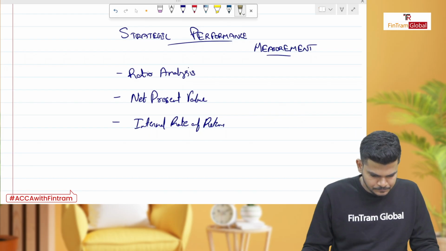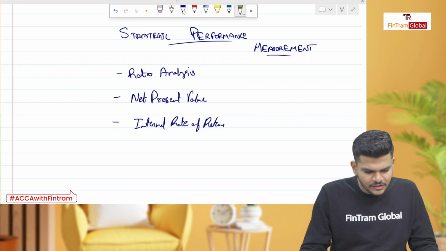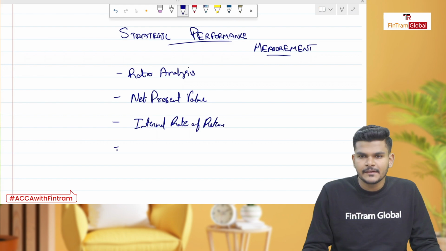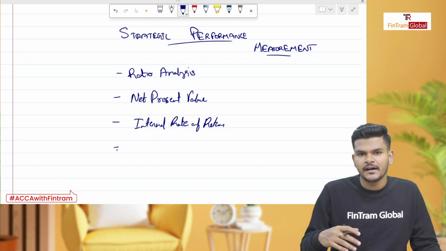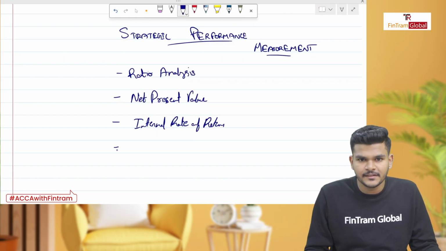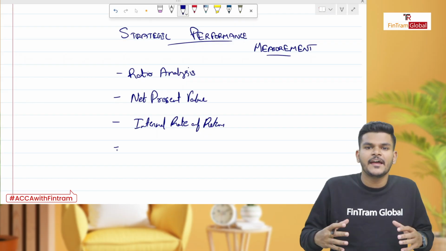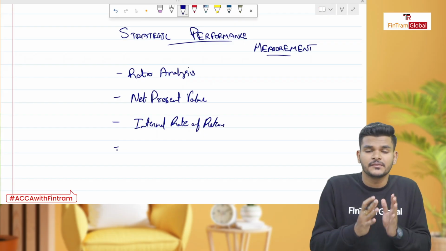And what else? Of course, IRR has one particular disadvantage, which is that IRR assumes that we are reinvesting the cash flows to achieve the IRR itself, right? As in, it assumes that let's say I'm getting some sort of returns from a particular project, right?